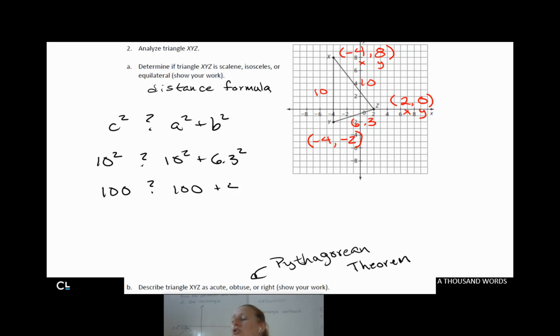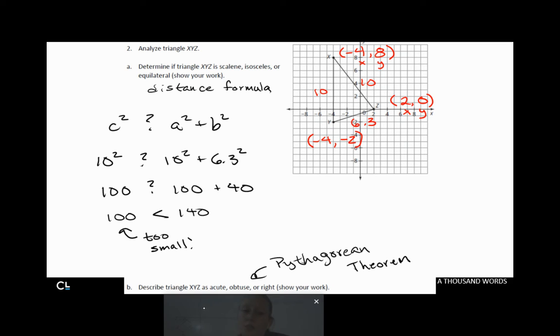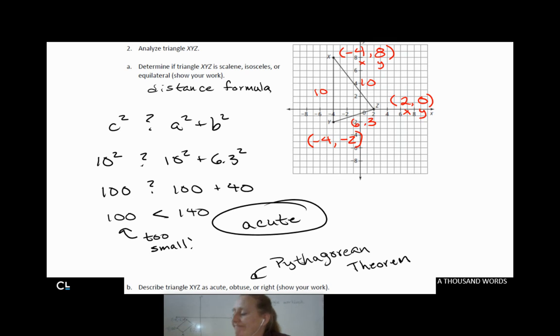If you square this, you should end up back about 40, right? Because it was the square root of 40 that gave us 6.3. So if we square it, again, we end up back at 40. At least we should, theoretically, hopefully. Yeah, and 100 plus 40 is 140. That's too small. 100 is too small. So because my c squared is too small, right? My c squared is way too small. This must be an acute triangle.